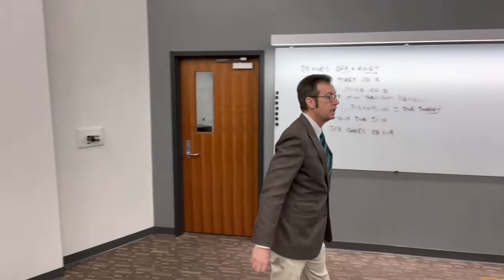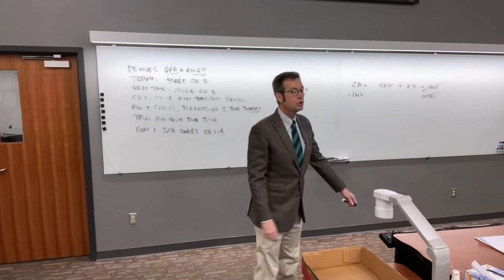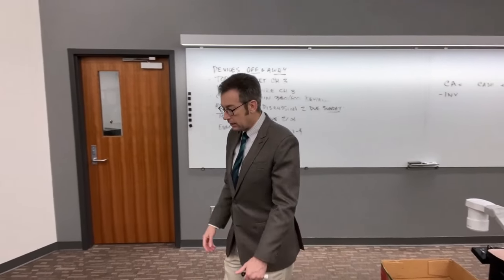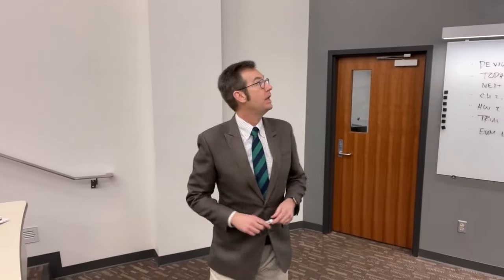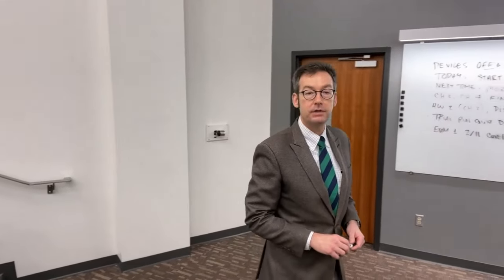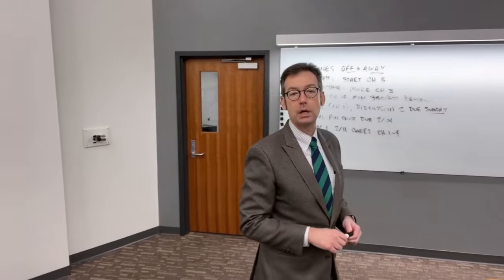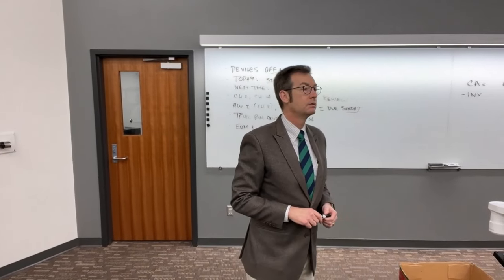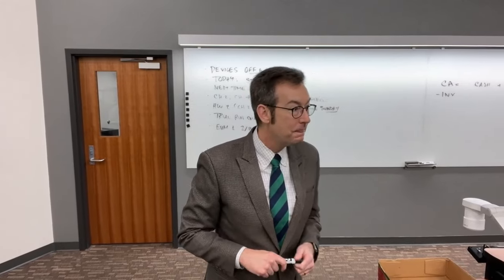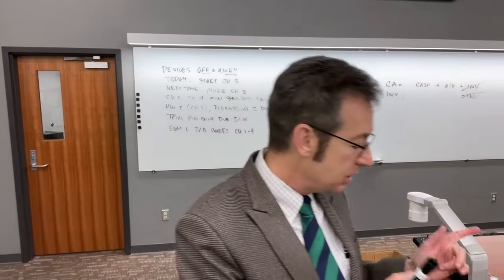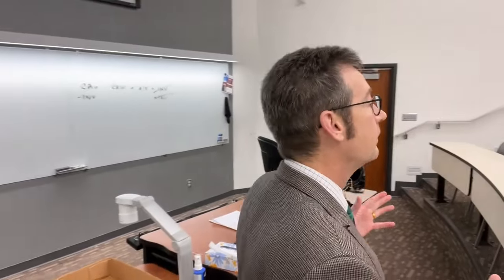Okay, now, here's my question. Who would you rather loan money to? It's two identical companies. One of them has a total debt ratio of 0.10, and one of them has a total debt ratio of 0.70. To whom would you rather lend money? Yeah, the 0.10. Why? It has less debt. Now, let's think about why that's meaningful for someone who's loaning money.